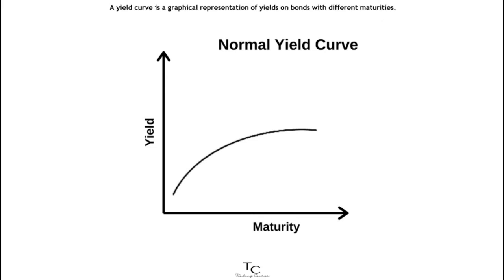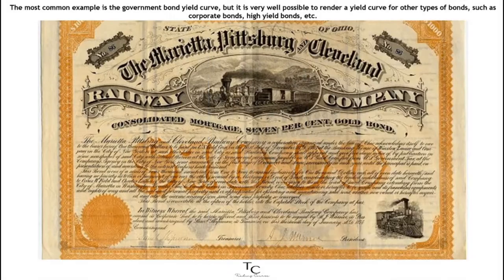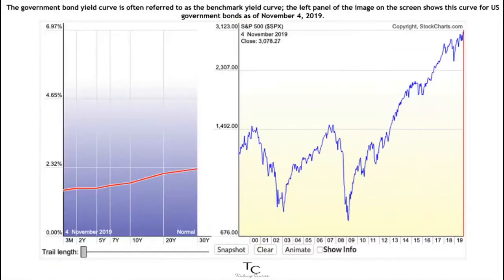A yield curve is a graphical representation of yields on bonds with different maturities. The most common example is the government bond yield curve, but it is very well possible to render a yield curve for other types of bonds, such as corporate bonds, high-yield bonds, etc. The government bond yield curve is often referred to as the benchmark yield curve.